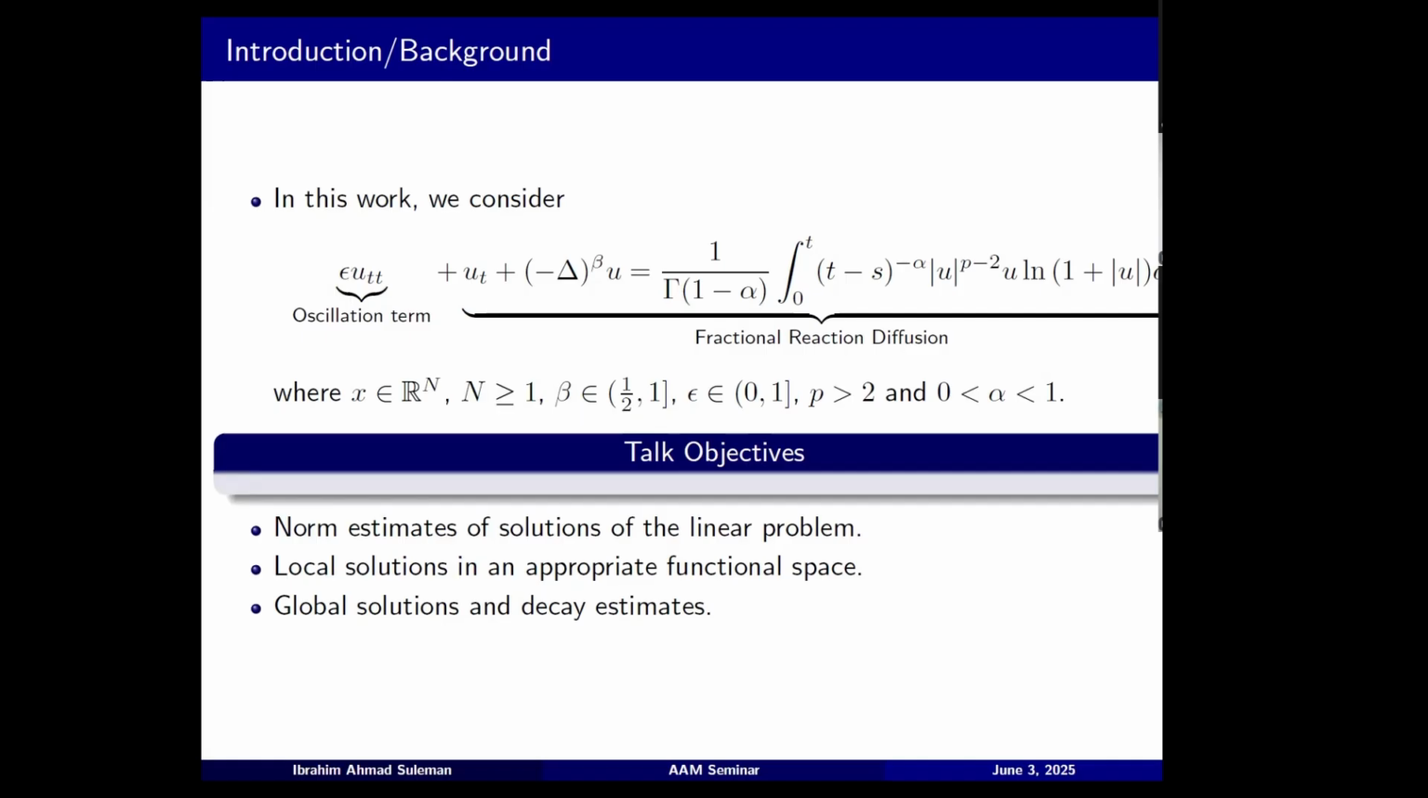Now in this talk, we have a few objectives as promised in the abstract. Though the main point is about global solutions, a long-time behavior, which here I mentioned as the key estimates. In the abstract, I also promised to talk about norm estimates of the linear problem and local mild solutions in an appropriately defined functional space.